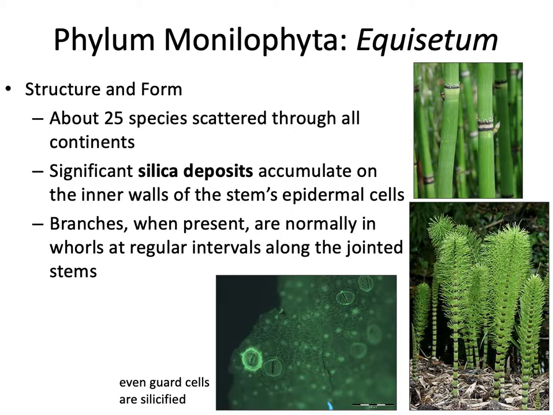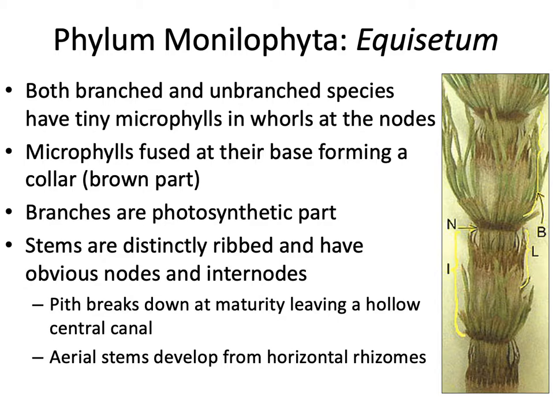Branches, when present, are normally in whorls at regular intervals along a jointed stem. Now, Equisetum includes both branched and unbranched species, and each have tiny microphylls in whorls at the nodes. The microphylls are fused, forming a collar that basically looks like a little ring of brown parts. There's no green leaves on this species. Instead, sometimes from the nodes, we'll have little buds that grow into more branches. So you'll see a little whorl of branches at the node that grows in some types of these plants.